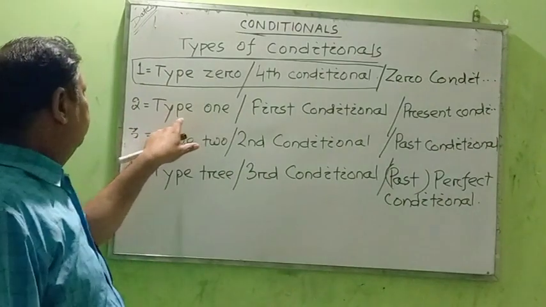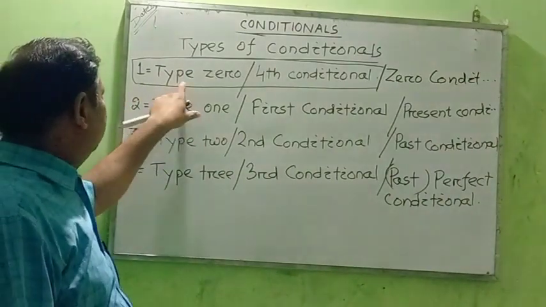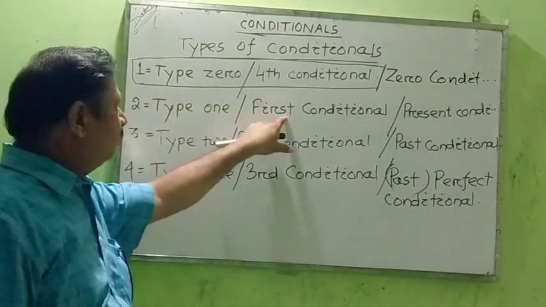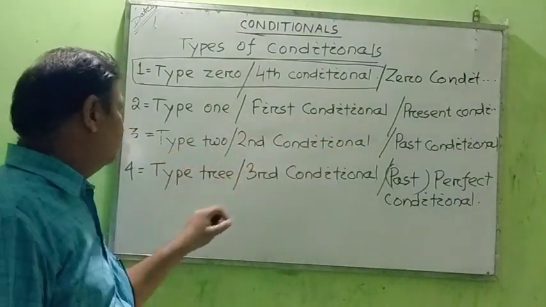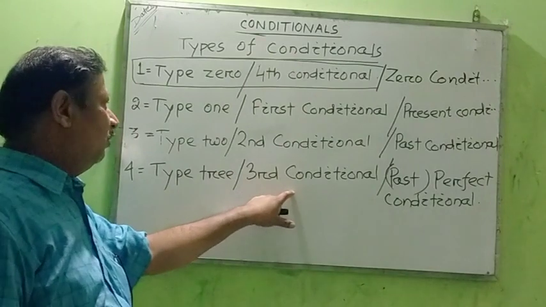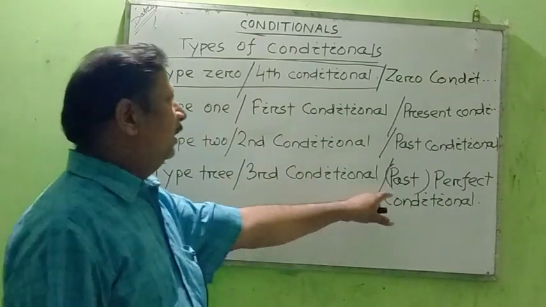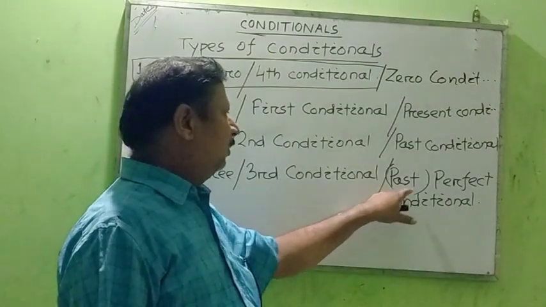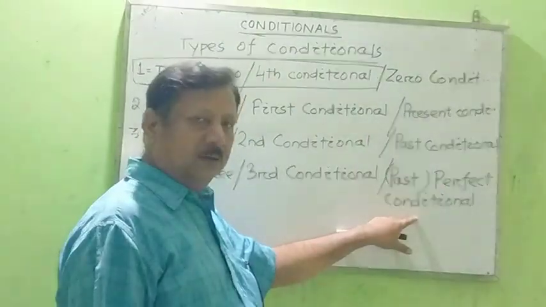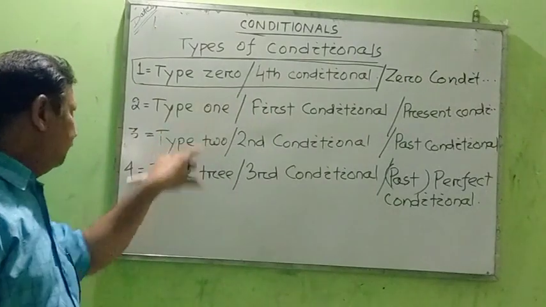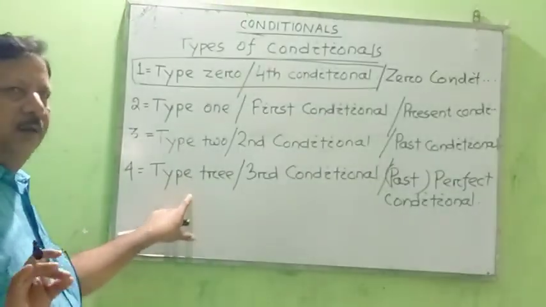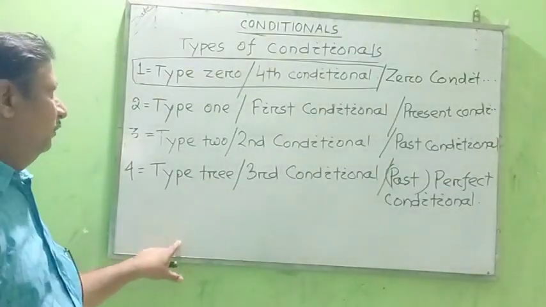Type 0, type 1 or first conditional or present conditional, type 2 second conditional or the past conditional, and type 3, the third conditional, or it is called the perfect conditional, but actually it is the past perfect conditional. Okay, so these are the types of the conditionals.